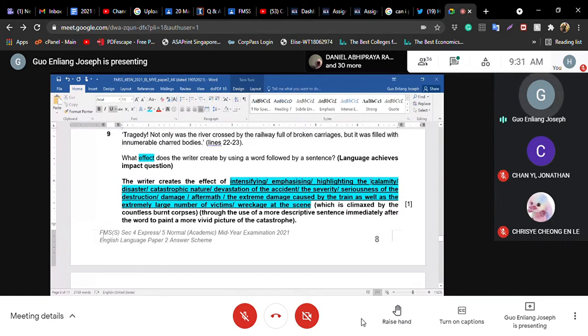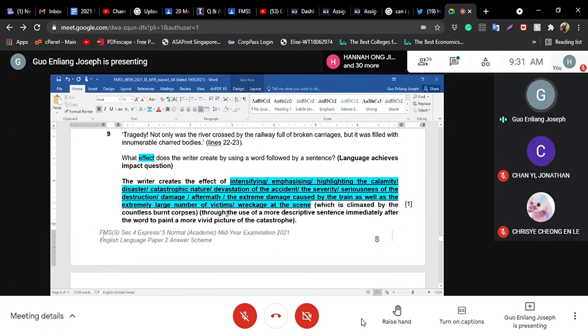So if you look very carefully, calamity, disaster, catastrophic nature, all these words are actually referring to the very vocab of calamity. Or tragedy, sorry. All right. So the answer in blue is all highlighting the tragedy, which is described in the second sentence. So that's the effect that's created in the second sentence itself.